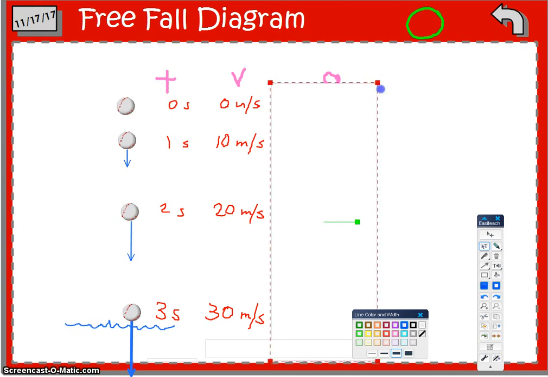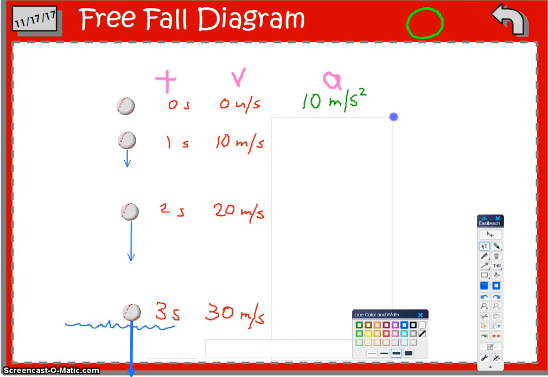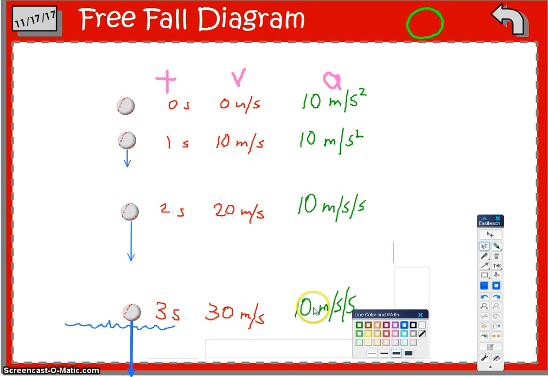Let's look at the acceleration. As soon as you let it go, it's accelerating at 10 meters per second squared because it's about to experience a change in velocity. Then 1 second later, it's still accelerating at 10 meters per second squared because it's under the same influence of the same Earth and the same gravity. Then it's still accelerating at 10 meters per second squared. I just wrote it a little differently. Then at the end, it's still accelerating at 10 meters per second squared right before it hits the water. The acceleration is constant.